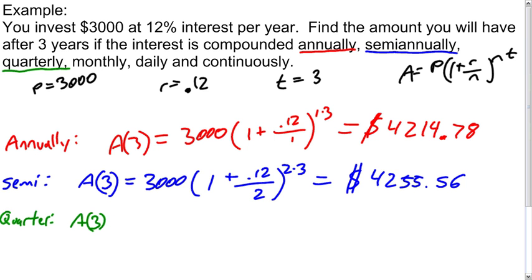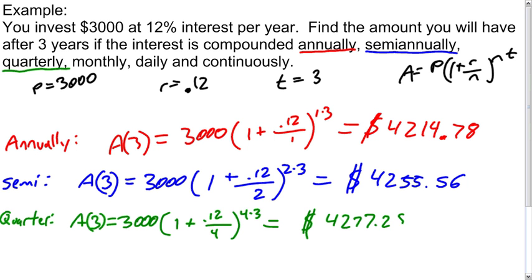Our amount after 3 years, when we invest $3,000, 1 plus 12% interest, 4 times a year. 4 times a year times 3 years. So that's to the 12th power. 1.03 to the 12th power times 3,000 is $4,277.28.